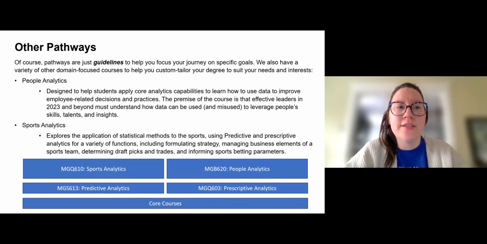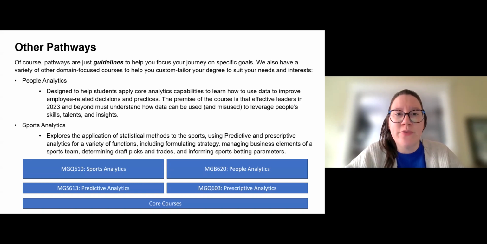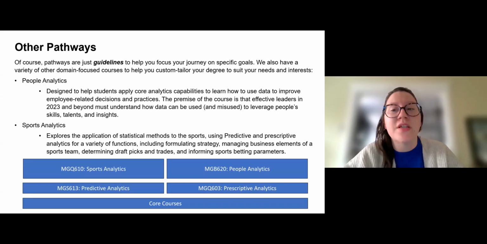Some other areas that you can focus in are people analytics. These are designed to help students apply core analytics capabilities to learn how to use data to improve employee-related decisions and practices. The premise of the course is that effective leaders in 2023 and beyond must understand how data can be used and misused to leverage people's skills, talents, and insights.